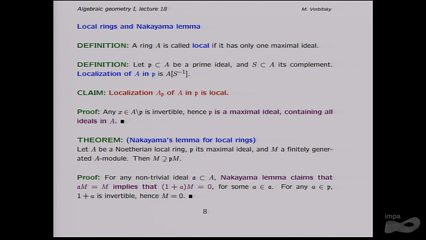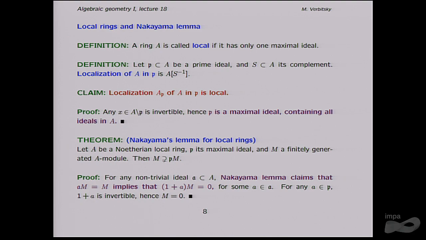So localization is the procedure where you take some subset which is multiplicatively closed, and you add fractions. You divide by the elements of this subset, and you can do this with the complement to a prime ideal. The complement to a prime ideal is a nice set which is closed under multiplication, and you can invert everything in it, and you obtain a thing which is local. And this is how one always obtains local rings. You take a prime ideal, you invert, you obtain a maximal ideal.